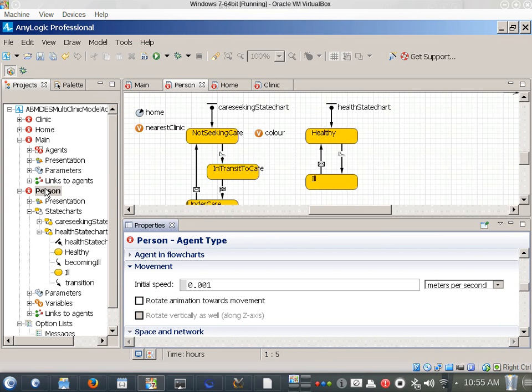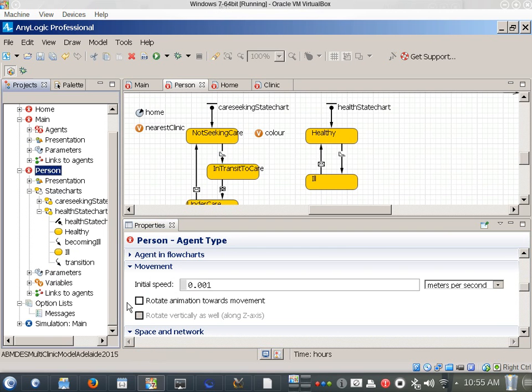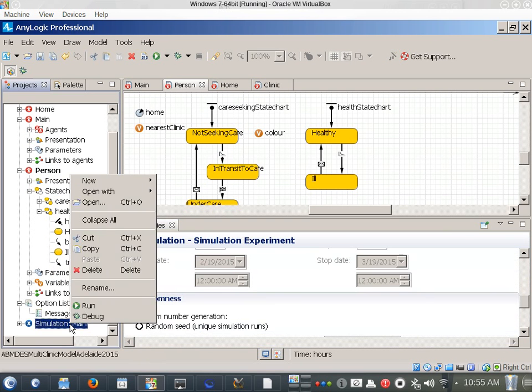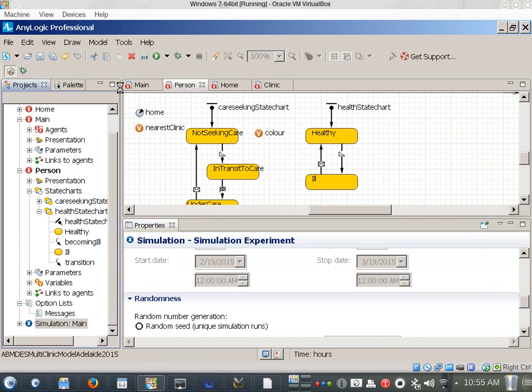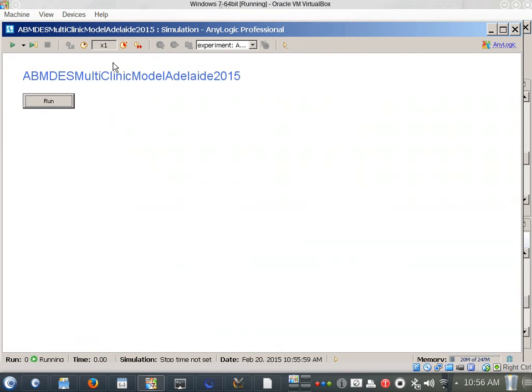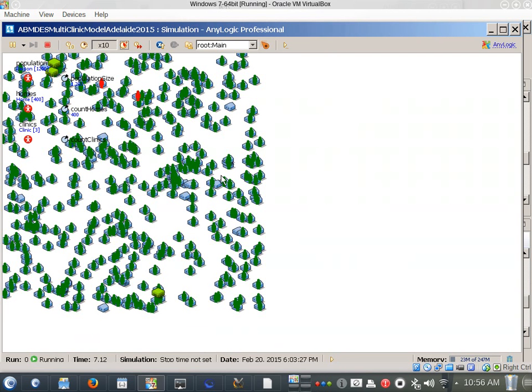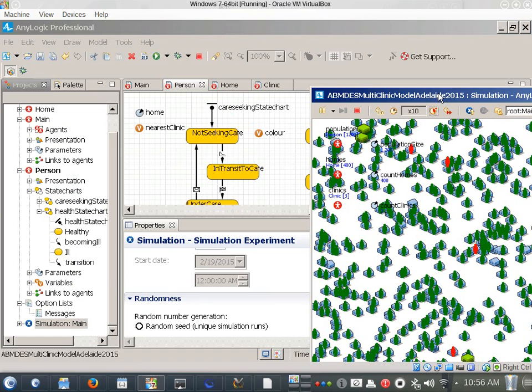So if you're having trouble seeing the movement, go to person, scroll down to movement, and make it 0.001 meters per second. Now they're kind of moving like a snail. Okay, and now you should see something like this. They're going to become ill. Why don't they immediately move when they're ill?